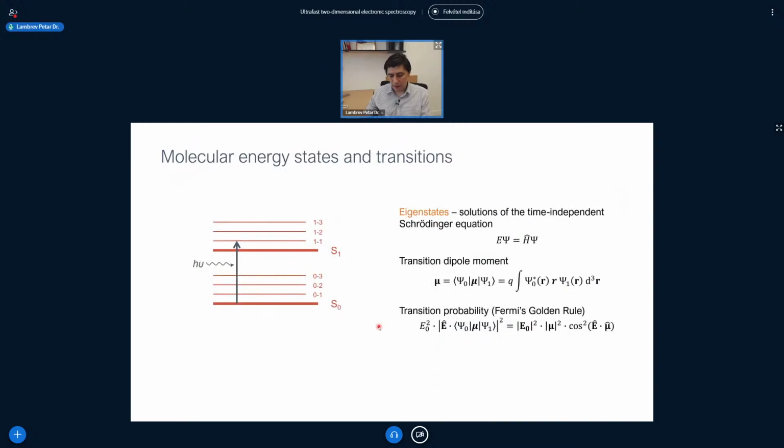So let's go back to the physics a little bit of the process. We said the molecule which absorbs the photon enters a higher energy state. But what are these states? Of course, these are eigenstates or solutions of the time-independent Schrödinger equation. So every eigenstate has an energy associated with it and an eigenfunction which defines the wave function of the molecule or the system that we are looking at.